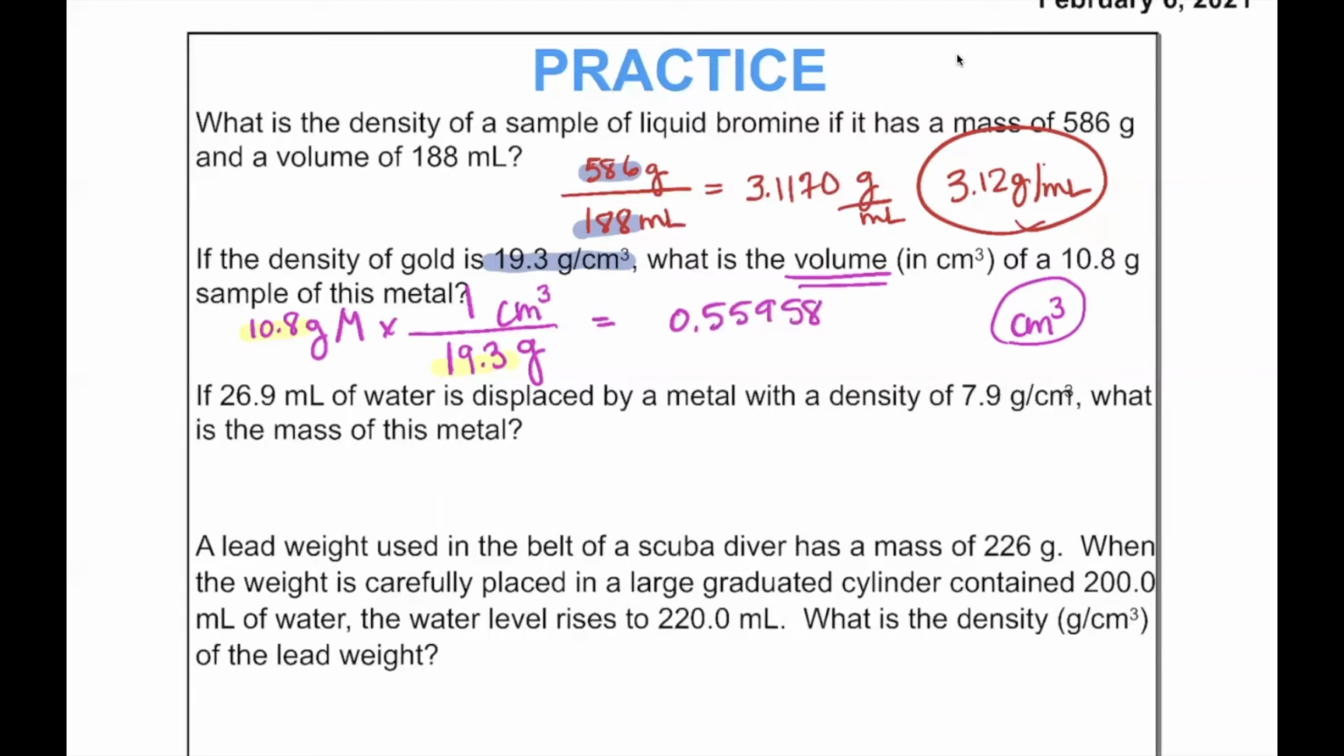And so my calculator says that the answer is 0.55958, but we look at significant figures. This has 3, 10.8 has 3, and this has 3. And so we want to report our final answer in 3. And so that would be reporting it to this place.